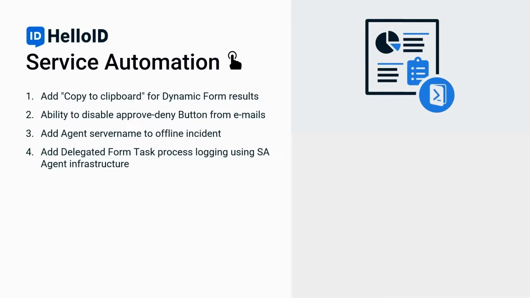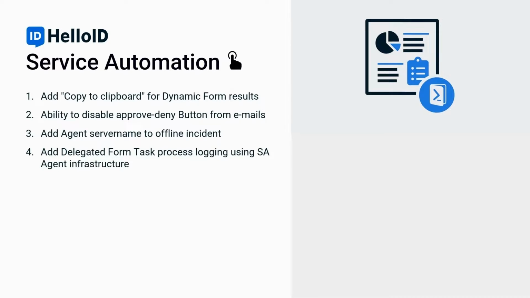Our final new feature is a big one. We have added delegated form process logging to the executing task using the service automation agent infrastructure. With this new feature, you can use PowerShell default syntax to write information, warning, or error messages back to HelloID.